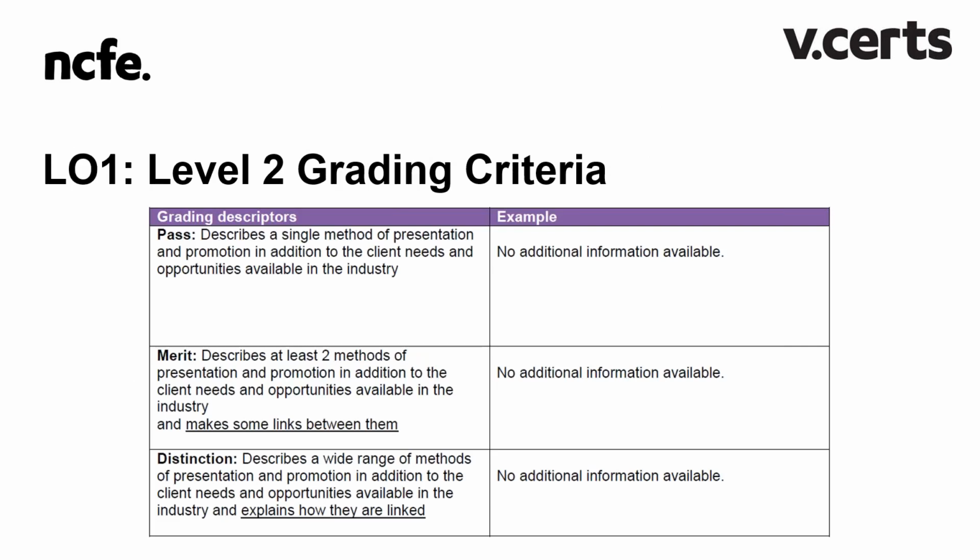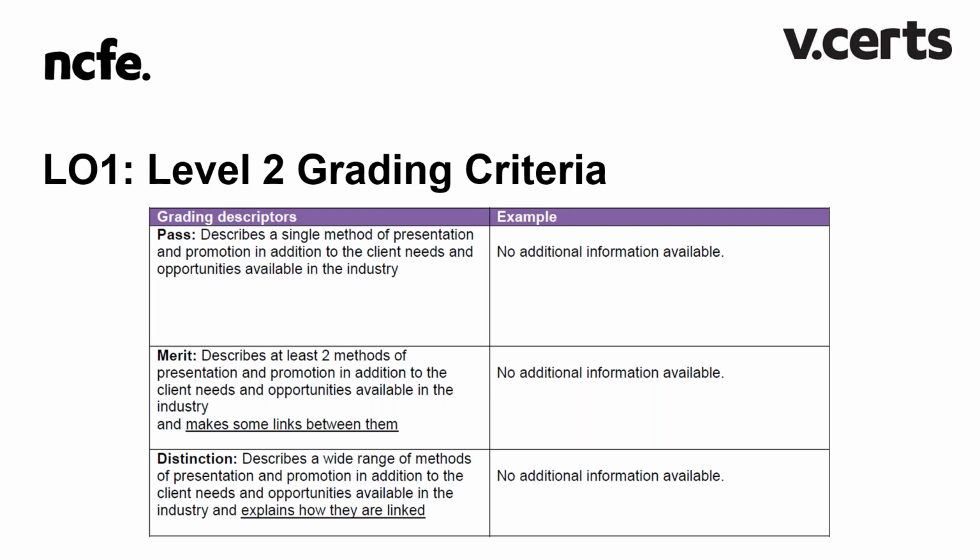So here we can see the level 2 assessment criteria. Under all grades at pass, merit and distinction, the key descriptor here is describe. So it's a description that's expected at pass, merit and distinction. However, the content will vary, which we'll take a look at now.